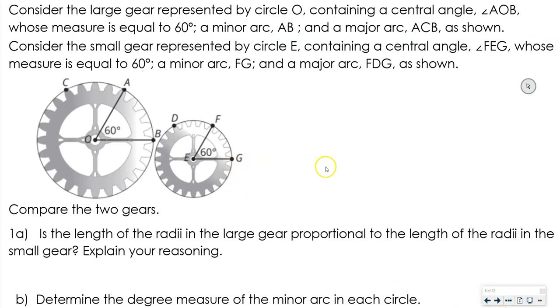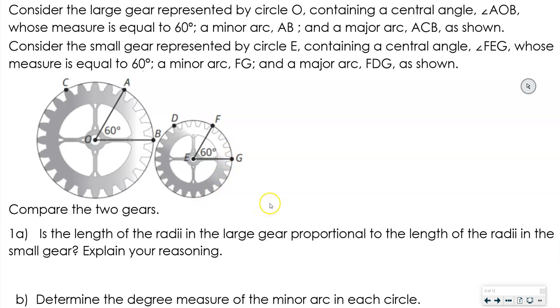So it says, consider the larger gear represented by the circle O containing a central angle AOB. So it's talking about this gear right here, and that's angle AOB right there, which it says is 60 degrees. And then a minor arc AB, so minor arc AB right here, okay? And a major arc ACB, as shown. It says, consider the smaller gear represented by circle E. This is our circle E right here, okay? It says, containing a central angle FEG. FEG is that angle, whose measure is also 60 degrees. And then a minor arc FG and a major arc FDG.